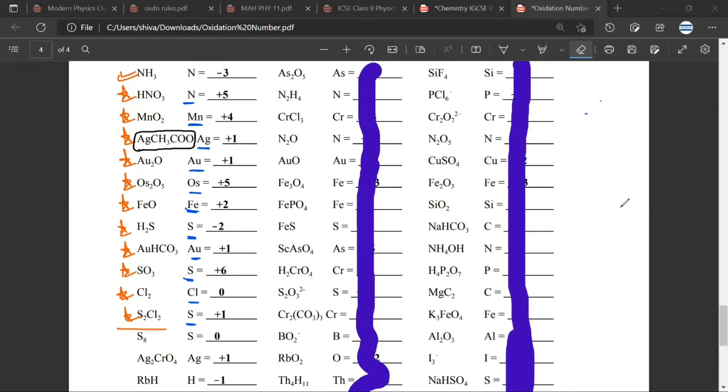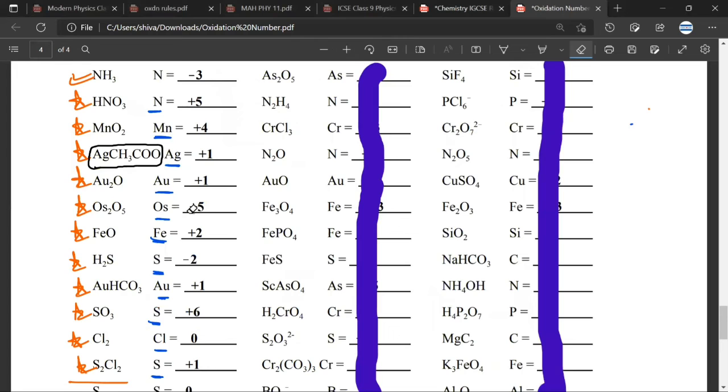Okay, so if I look at the next example, again, if I assume this to be x, so this will be 2x minus 10 is equal to 0. Therefore, x would be 5. In this case also, this would be -2, this would be +2. In this case, hydrogen is combined with a non-metal, so this would be +2, this has to be -2. Any doubt? Chris, any doubt?